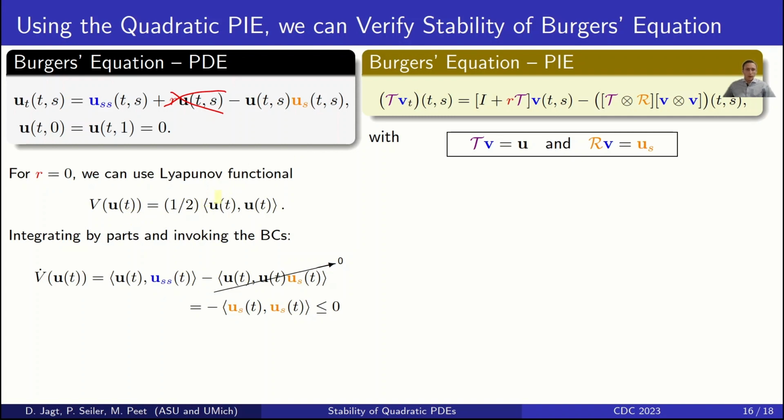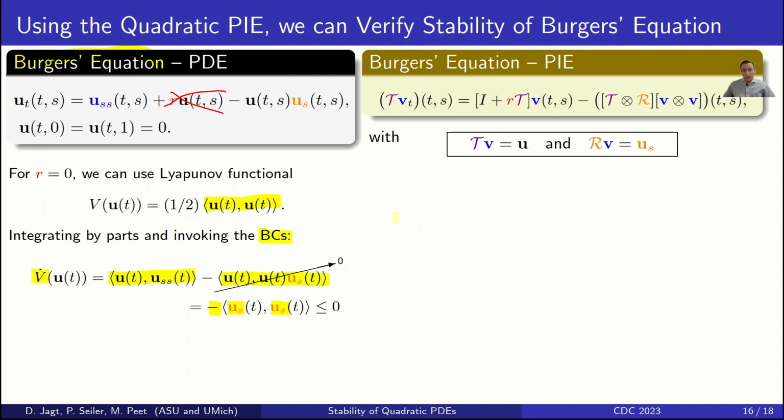we can verify stability using this simple quadratic Lyapunov function. And in particular, performing integration by parts and invoking the boundary conditions, we can show that this temporal derivative is given by these two terms, where this second term here drops out, and where this first term can actually be expressed as an inner product of the spatial derivative of U with itself and a minus sign in front. So this then shows that this Burgers' equation without the added reaction term is in fact stable.